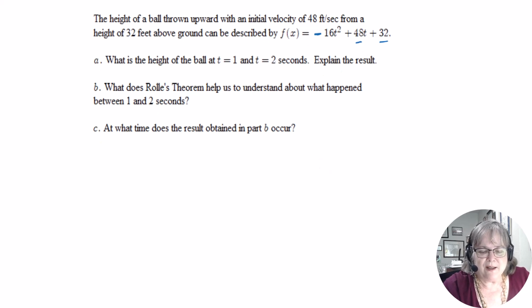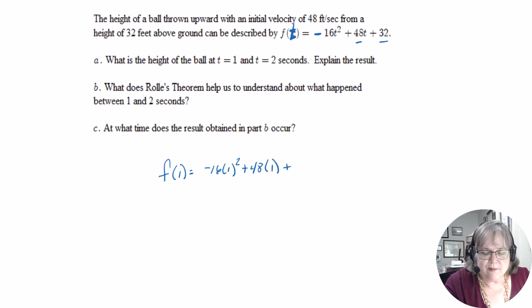And it says, what is the height of the ball at t equals 1 and t equals 2 seconds, and explain what you get. All right? So this should be a t. I typed that up and didn't even notice that the variables didn't match. All right, so f of 1 is minus 16 times 1 squared plus 48 times 1 plus 32. So after you clean this up, you would have 64 feet.